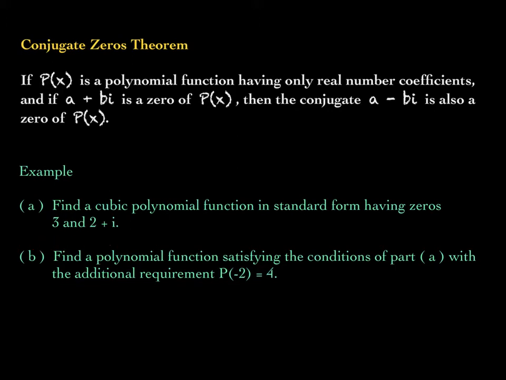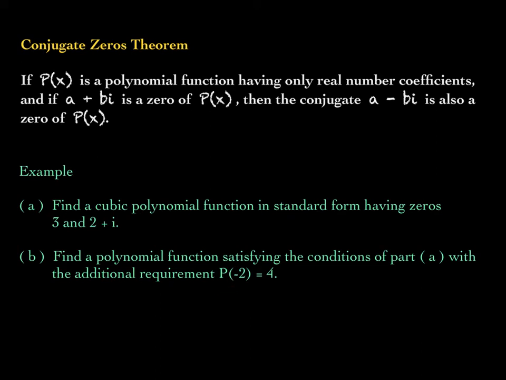When we're done with that part, then we're going to move to part B, which says find a polynomial function satisfying the conditions of part A above, with the additional requirement that p of negative 2 is equal to 4, meaning if you were to plug in negative 2 into your function for x, your output is 4. We'll handle the second part after we find the function from part A. So here we go.